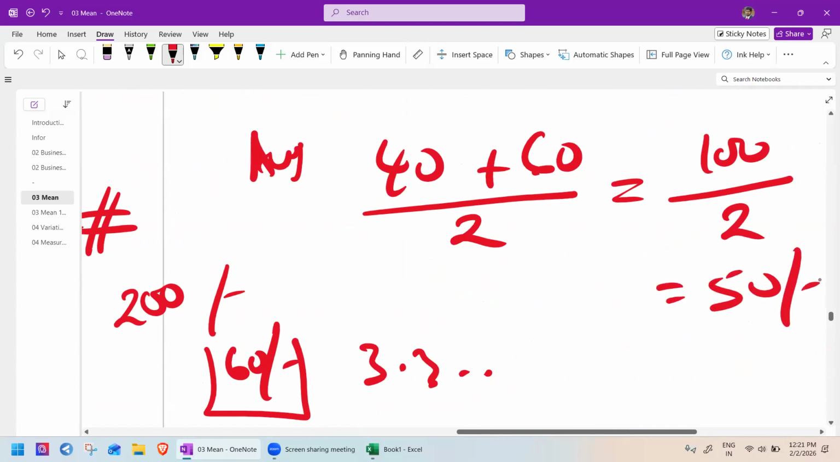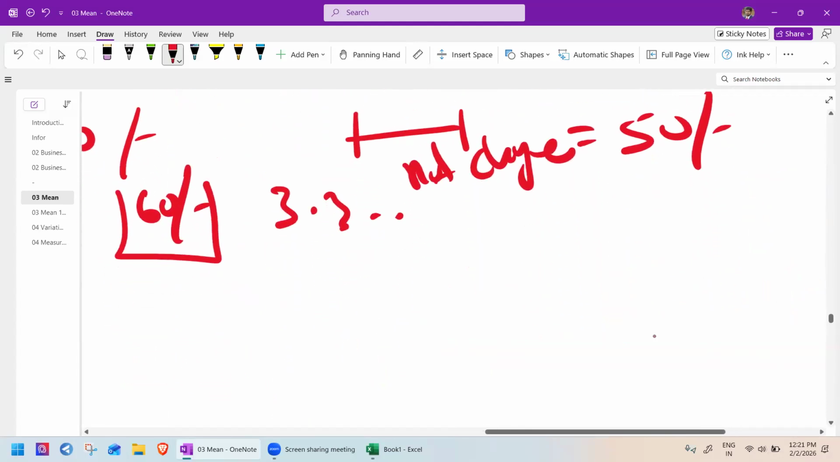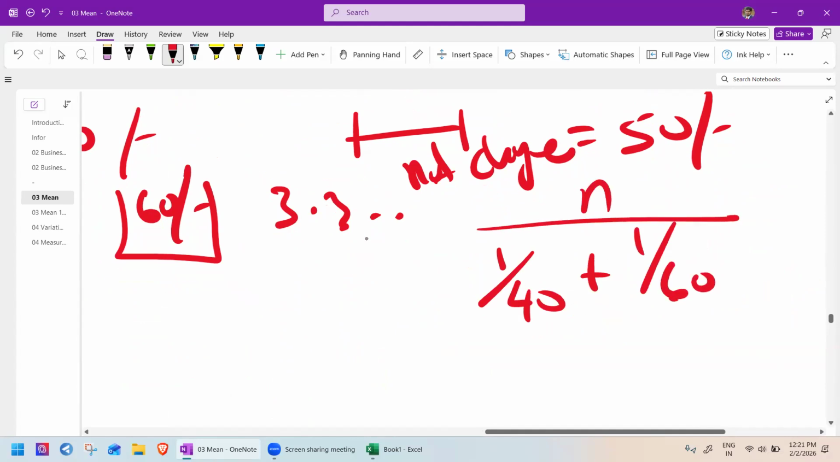Is it correct? No. Why is that? Here, the budget is constant. Constant means it does not change. The budget is not changed. So therefore, we need to take the harmonic mean. Here 1 over 40 plus 1 over 60, divided into n. Harmonic mean, n equals 2.